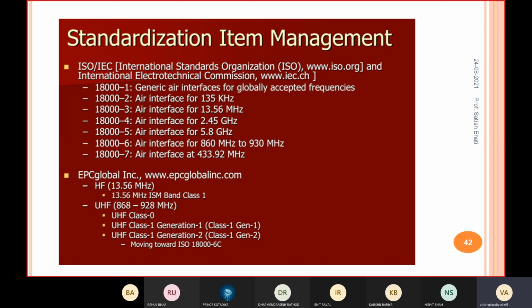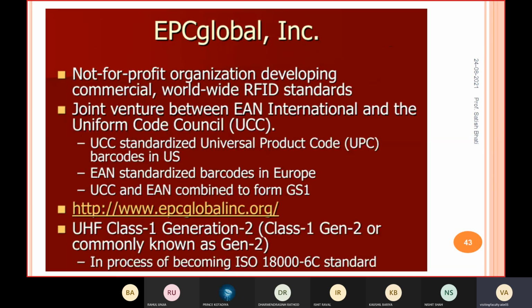So the popular one is this last one, right? The EPC generation 2, class 1 generation 2. This EPC Global is known as a not-for-profit organization developing commercial and worldwide RFID standards, right? So they are developing the standard, right?